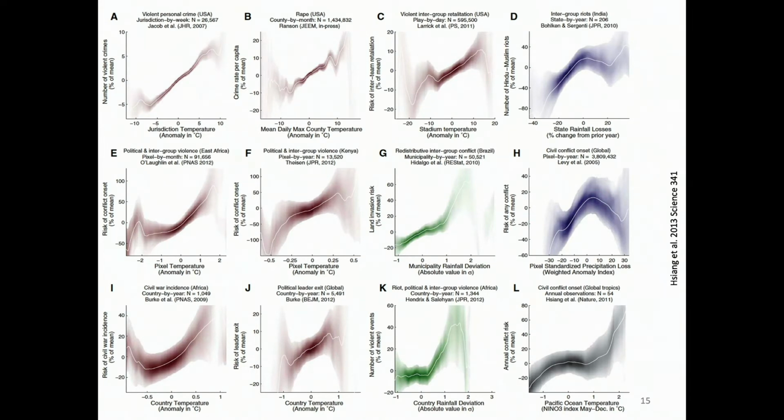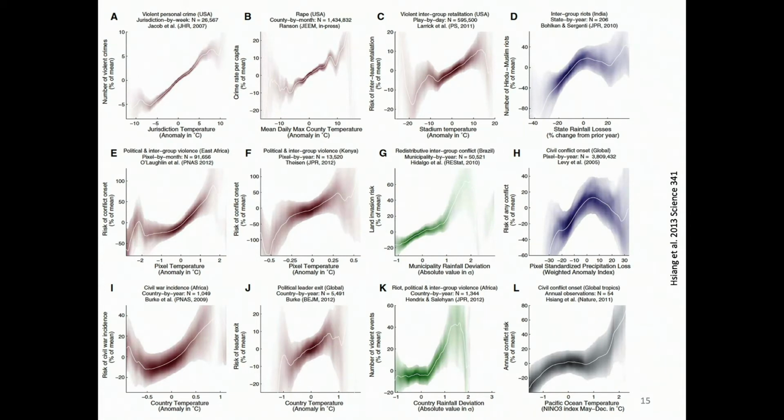Risk of leader exit. That means the leader has to leave the country. Number of violent events. This is risk of civil war. Yeah, risk of civil war. You see it going up 40% when the temperature goes up a degree. Annual conflict risk of any conflict. Land invasion. Let's see, number of violent events. Crime rate per capita. Risk of inter-team retaliation. This is sporting events, okay? It's whether or not the team comes in and hits you back if somebody hits them. And number of Hindu-Muslim riots, okay? So he did a lot of these.